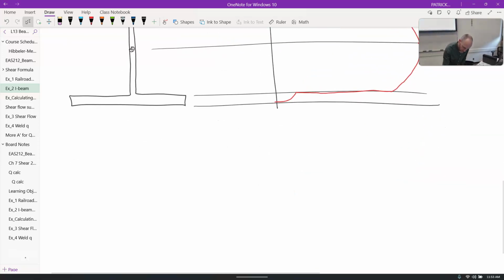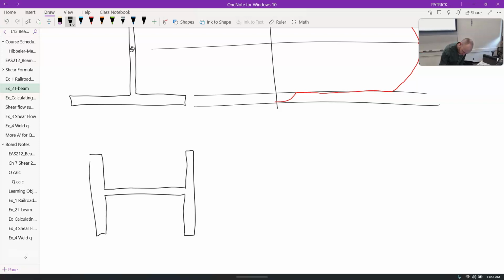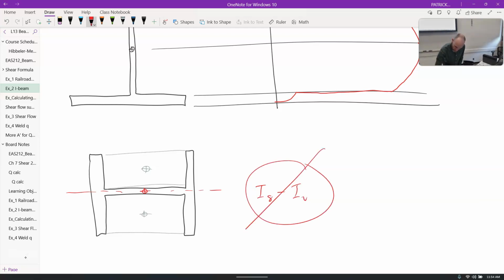No, if you were to flip this cross section like this, like an H, and the force was still directed on the middle part of it, it wouldn't work. Moment of inertia does not work here because the centroid is there, but you've got a void there and a void here. Because we are bending about this horizontal axis, these are at different planes. And so I gross minus I void does not work.